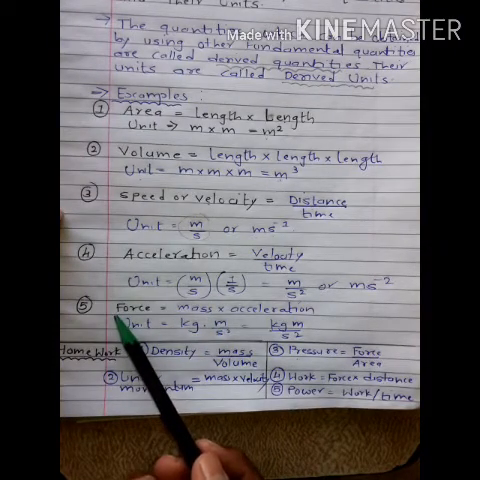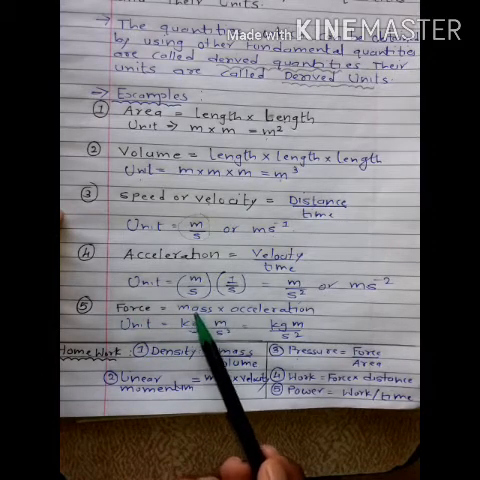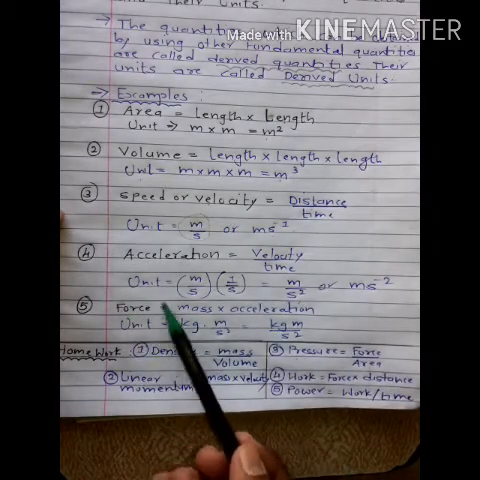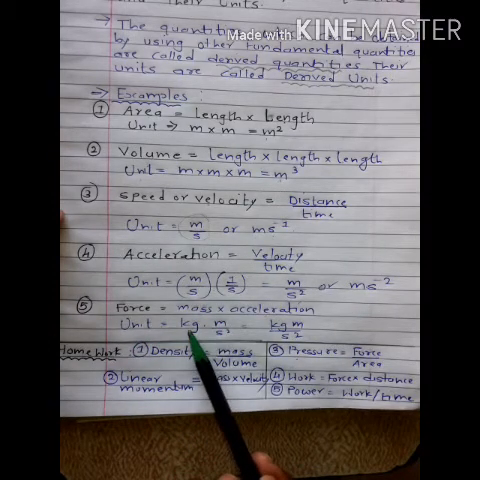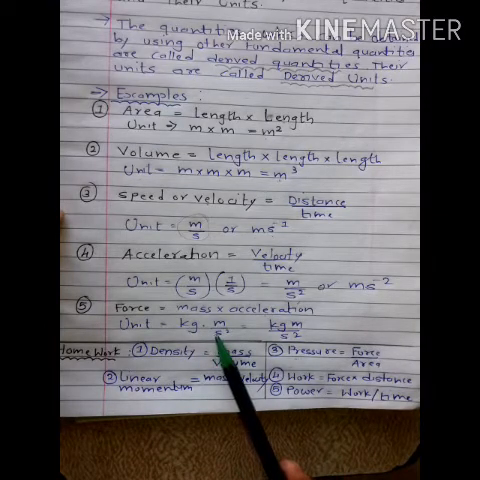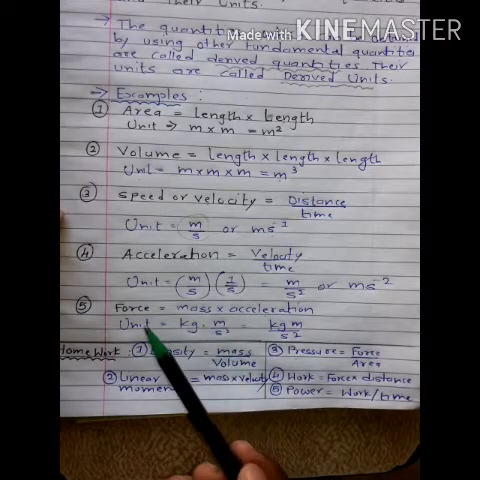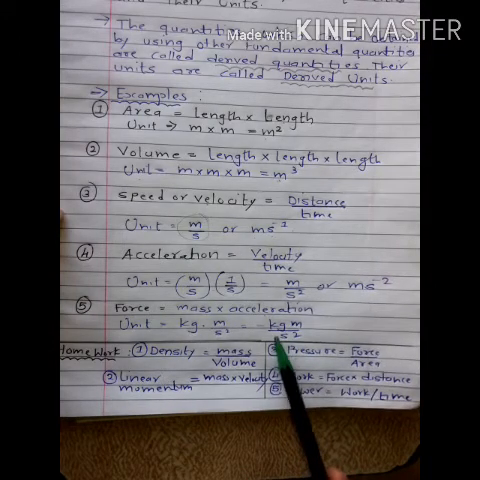Next example, force. Remember the equation of force. Force is equal to mass into acceleration. F is equal to ma. So for the unit of force, the unit of mass is kilogram, and the unit of acceleration is meter per second square. So the unit of force is kilogram meter per second square.